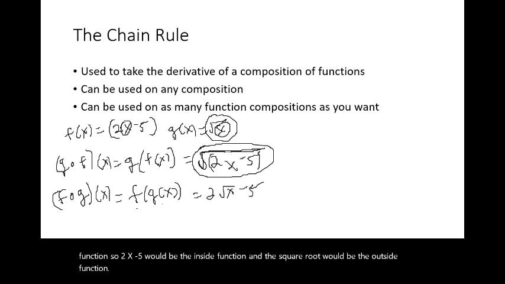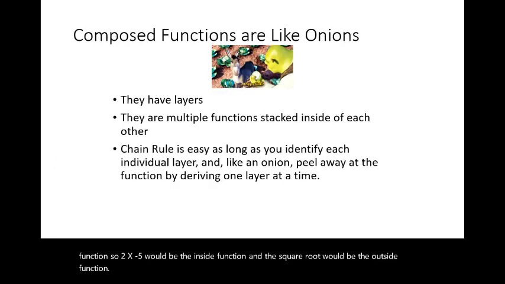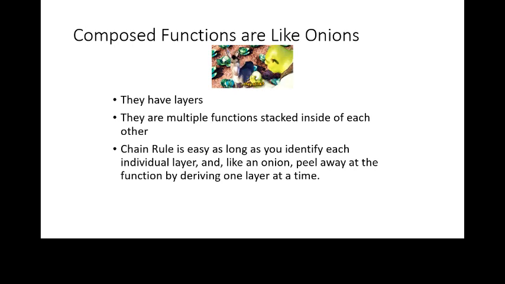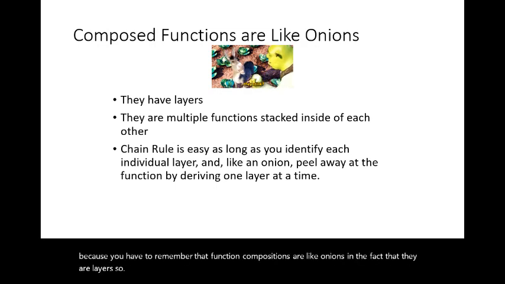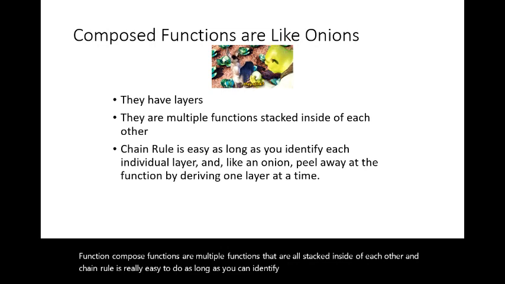So as long as you can identify the inside function and the outside function, chain rule is easy because you have to remember that function compositions are like onions in the fact that they are layers. So composed functions are multiple functions that are all stacked inside of each other. And chain rule is really easy to do as long as you can identify each individual layer and each individual function and identify what function is on the outside, what function is on the inside.